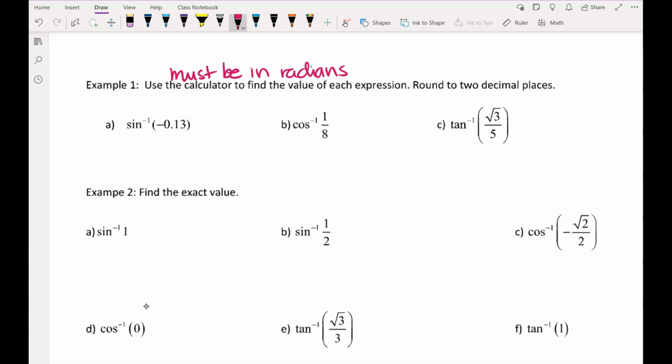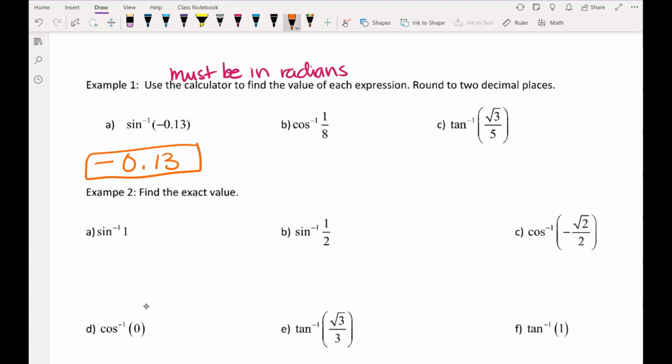Okay, now let's find example A, sine inverse of negative 0.13. Where is the sine inverse button, and how do we get it? Second sine, all right, everybody hit second sine, and enter in negative 0.13, close the parentheses, hit enter. You have a lot of decimals, right guys? But it said how are we rounding? 2. So what is the final answer? Negative 0.13. Is it always the same answer? No, just this one. All right, let's do B.